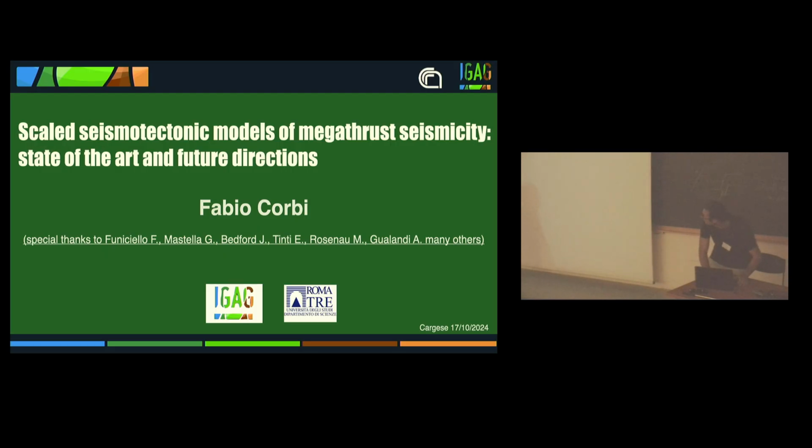So there are many ways to approach earthquakes: from lab experiments, rupture dynamic modeling, and observational approaches. Fabio is going to talk about analog modeling. Fabio is a researcher at the National Research Council in Italy, and he's based at Sapienza University in Roma.